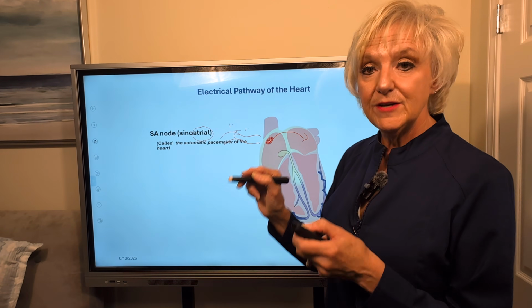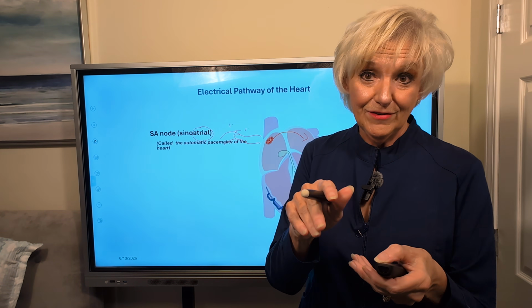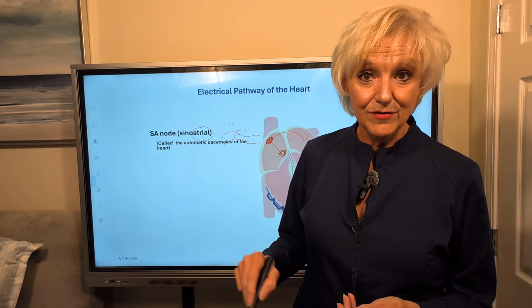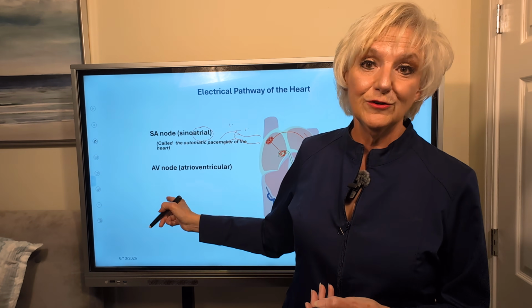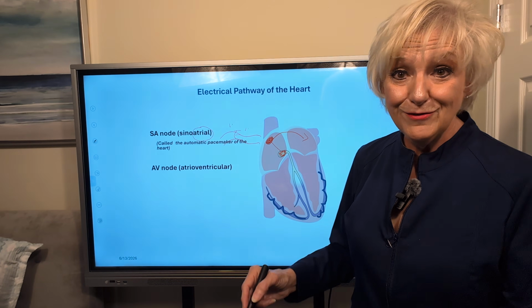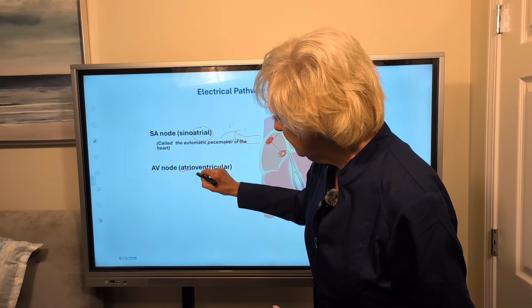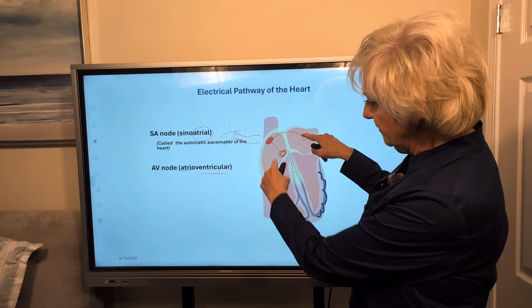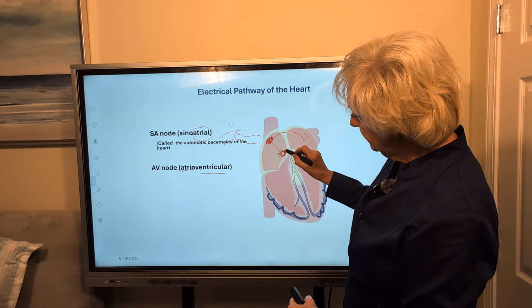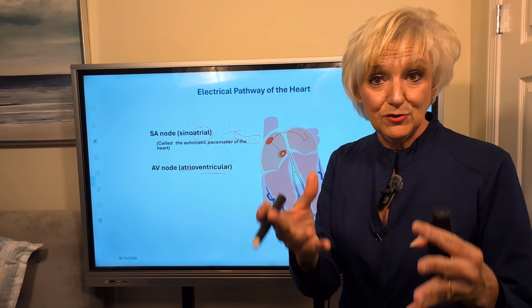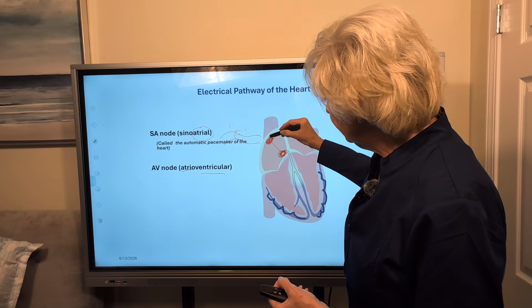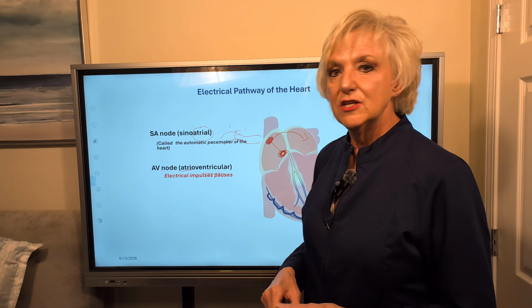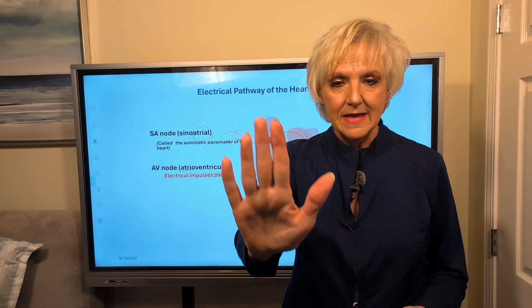Once we have stimulated the top chambers of the heart, we're going to send the electricity down to another group of cells called the atrioventricular node, or the AV node. If you can tell by looking here, atrioventricular, it's between the atria and the ventricles. So if here's the atria, here's the ventricles, you can clearly see that the AV node is almost between the two. When the electricity goes down to the AV node, it's going to pause just briefly. It's going to hold it.